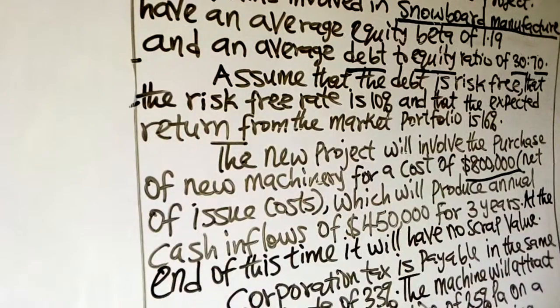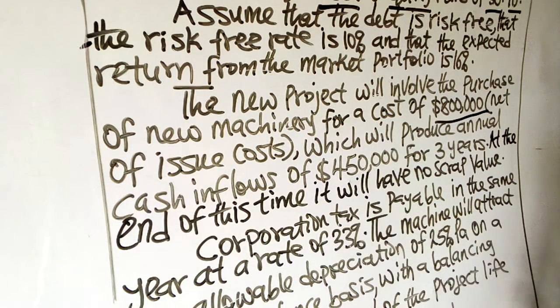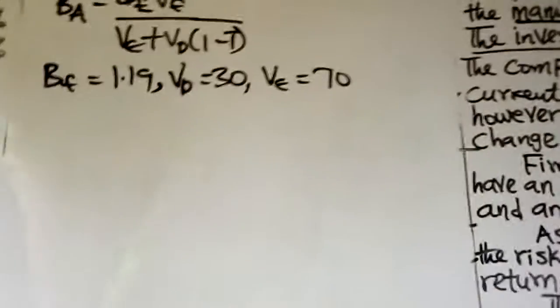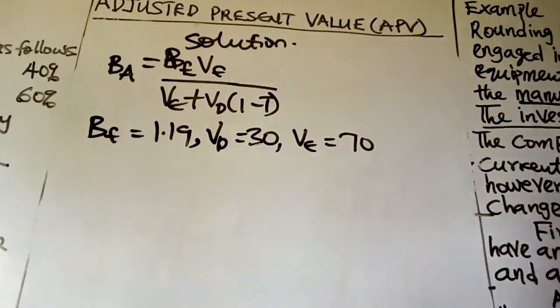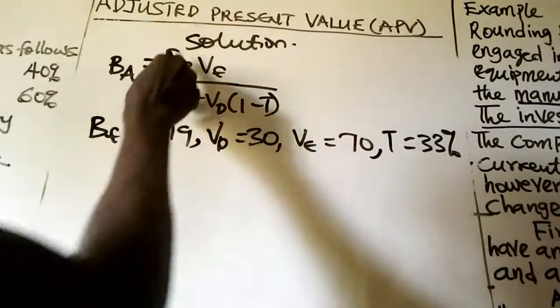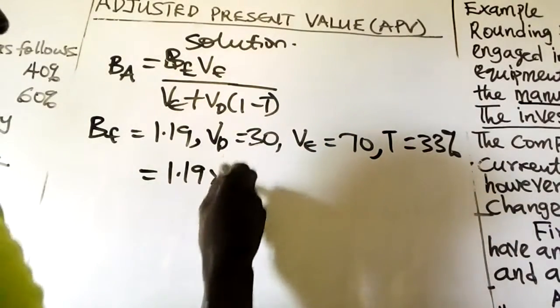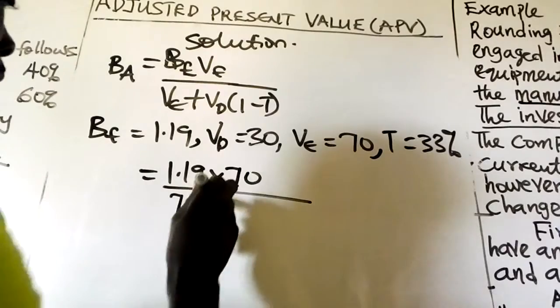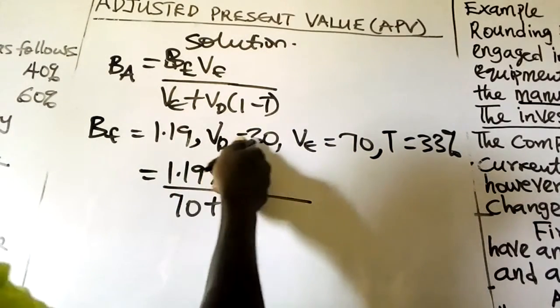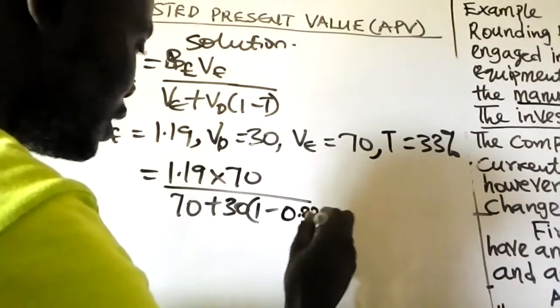Then you are given the tax rate. The corporation tax is payable in the same year at the rate of 33%. So substituting into the above formula: equity beta of equity is 1.19, multiplied by the market value of equity, which is 70, over value of equity 70 plus value of debt, which is 30, times 1 minus tax. The tax rate is 33%, which is 0.33.